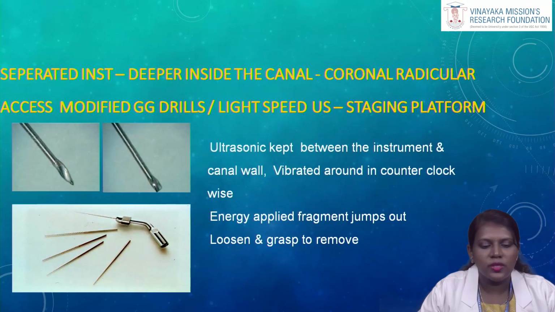If the separated instrument is deeper inside the canal, the coronal radicular axis has to be modified using a GG drill or using Lightspeed ultrasonic systems, and we have to create a staging platform. Ultrasonic is kept between the instrument and the canal wall, and it is vibrated around in a counterclockwise direction, and energy is applied over the area, which helps to loosen it so it can be grasped and removed.